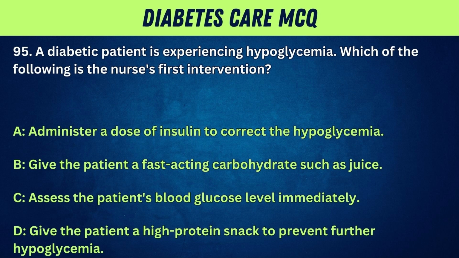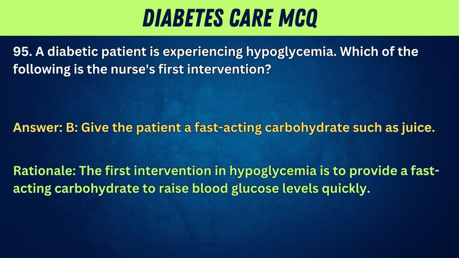A. Administer a dose of insulin to correct the hypoglycemia. B. Give the patient a fast-acting carbohydrate such as juice. C. Assess the patient's blood glucose level immediately. D. Give the patient a high-protein snack to prevent further hypoglycemia. Answer: B. Give the patient a fast-acting carbohydrate such as juice. Rationale: the first intervention in hypoglycemia is to provide a fast-acting carbohydrate to raise blood glucose levels quickly.